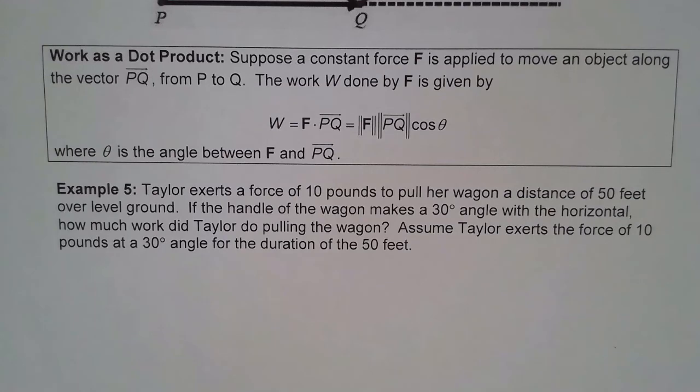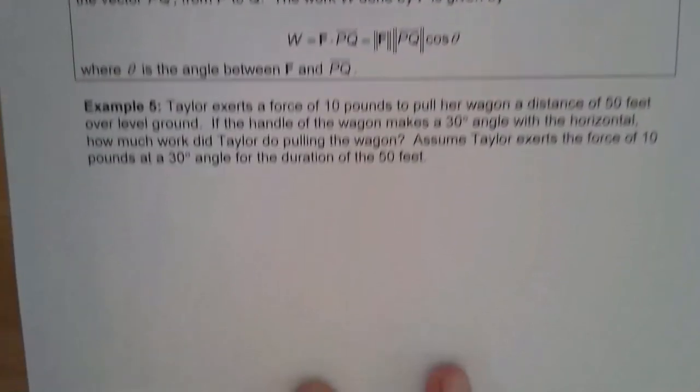Example 5. Taylor exerts a force of 10 pounds to pull her wagon a distance of 50 feet over level ground. If the handle of the wagon makes a 30-degree angle with the horizontal, how much work did Taylor do to pull the wagon? Assume Taylor exerts the force of 10 pounds at a 30-degree angle for the duration of 50 feet.